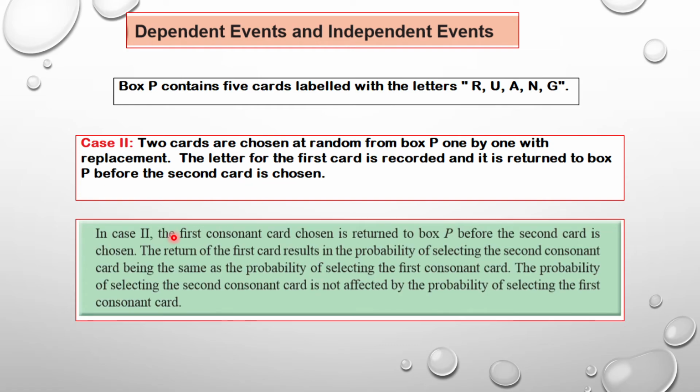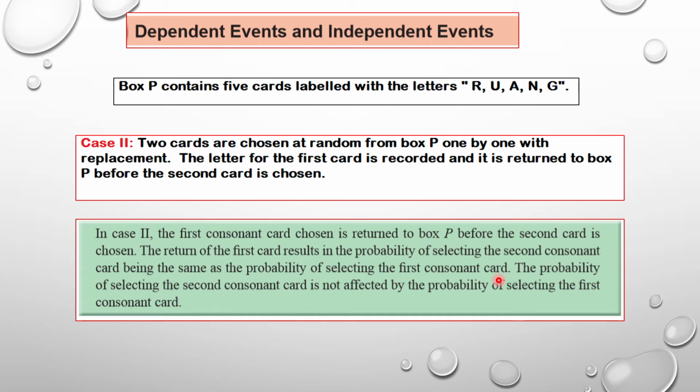So here, in case 2, the first consonant card chosen is returned to box P before the second card is chosen. The return of the first card results in the probability of selecting the second consonant card being the same as the probability of selecting the first consonant card.